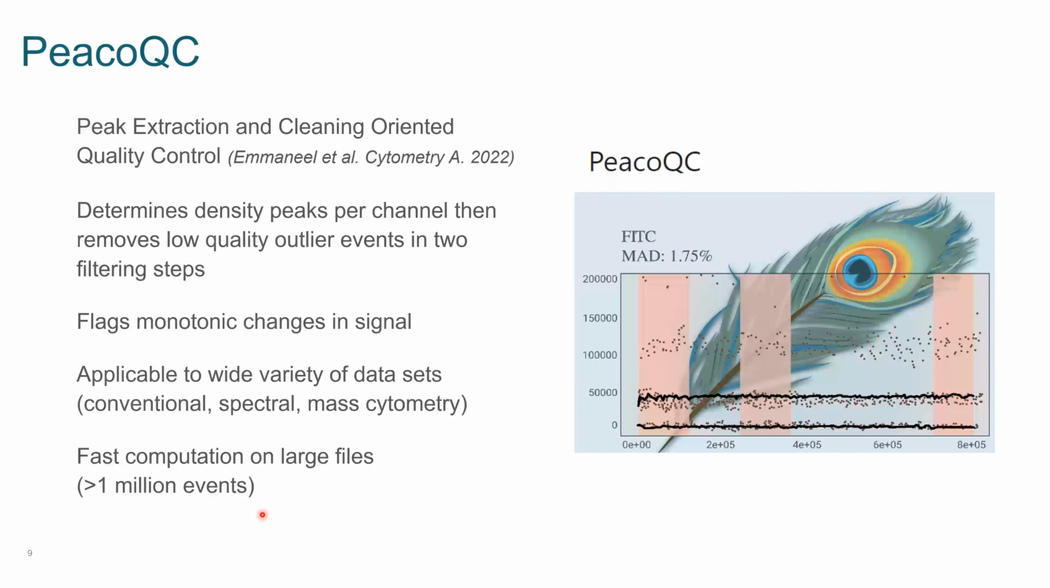Now, there's also some tricks you can do to maximize the power of your computer. One is to allocate more RAM for FlowJo to use, and I can show you how to do that in your preferences once we get to the software.